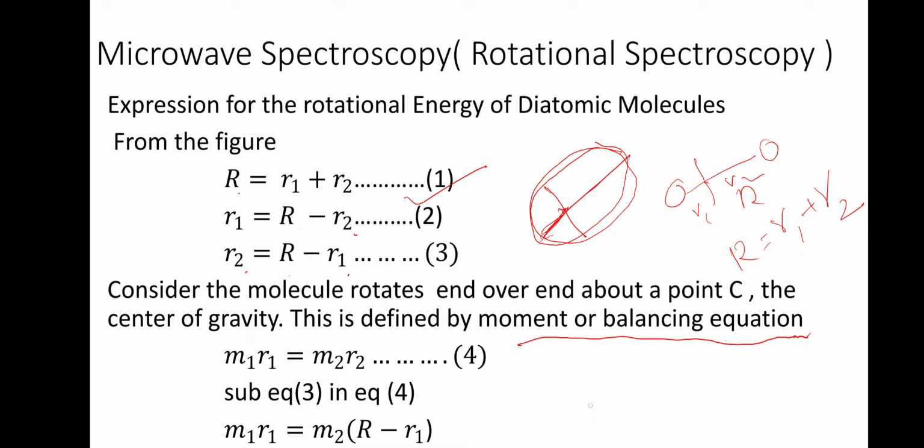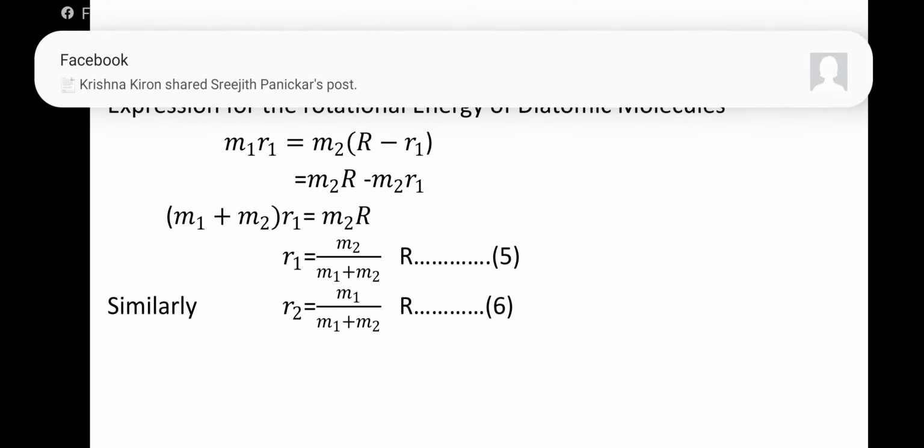So this moment is given by m1 r1. This will always be equal to m2 r2. That is how we used to define center of gravity. So m1 r1 is equal to m2 r2. We can substitute r1 or r2, anyone, in this expression. In this, we are going to substitute r2. So r minus r1, we are substituting: m2 into r minus r1.